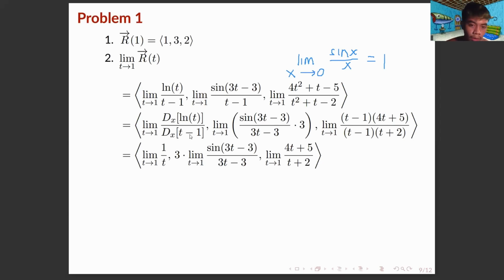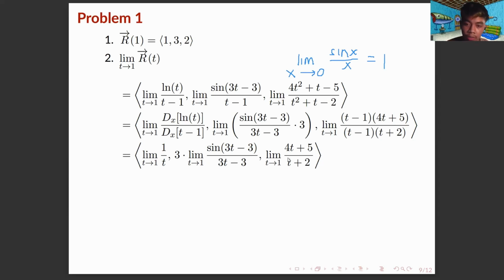So, therefore, we have the following. So, yung derivative ng natural log of t is equal to 1 over t, while the derivative of t minus 1 is equal to 1. So, therefore, we have the following limit of 1 over t as t approaches to 1. And for the second component, we have yung 3 natin dito, pwede natin siya ilabas out of the limit since it is not a function of t. So, we have limit of sine of 3t minus 3 over 3t minus 3 as t approaches to 1.